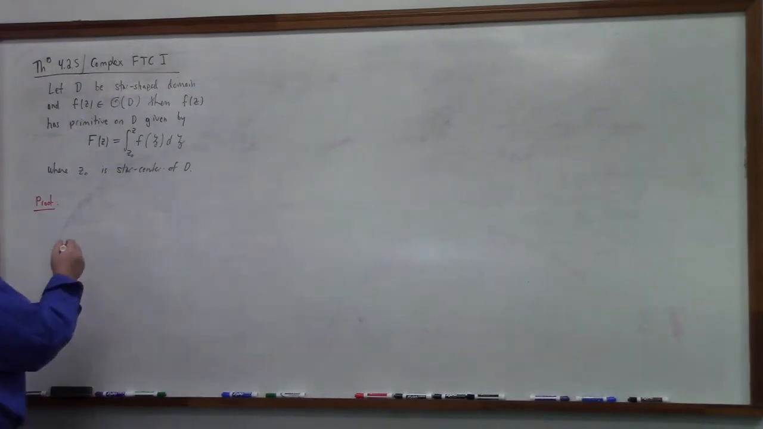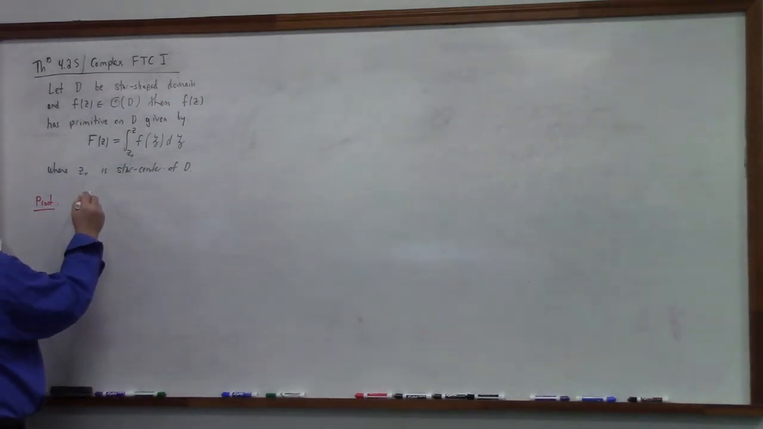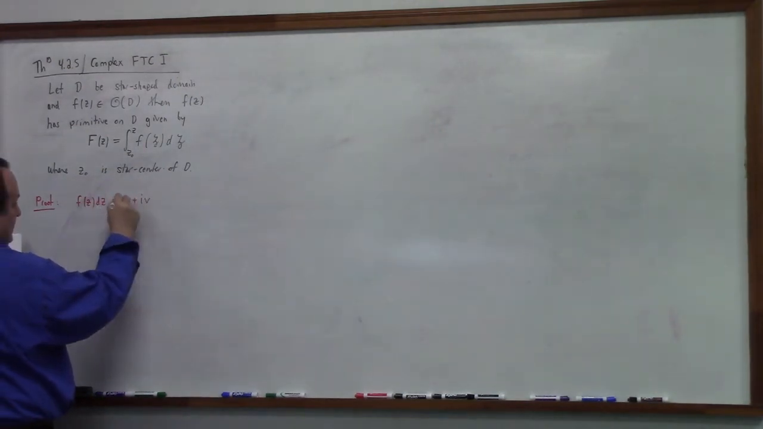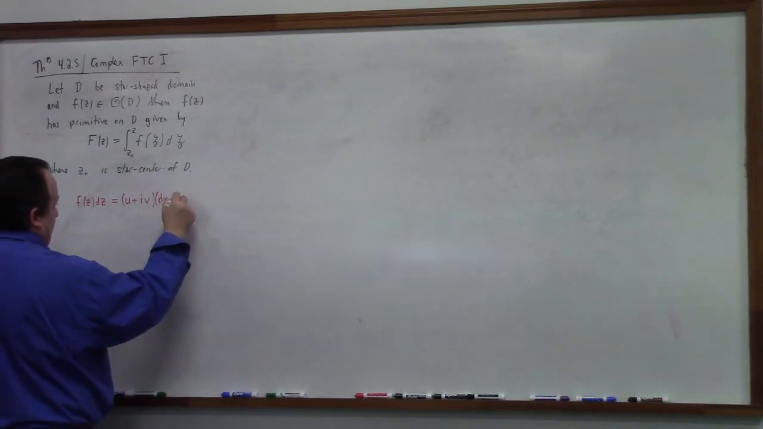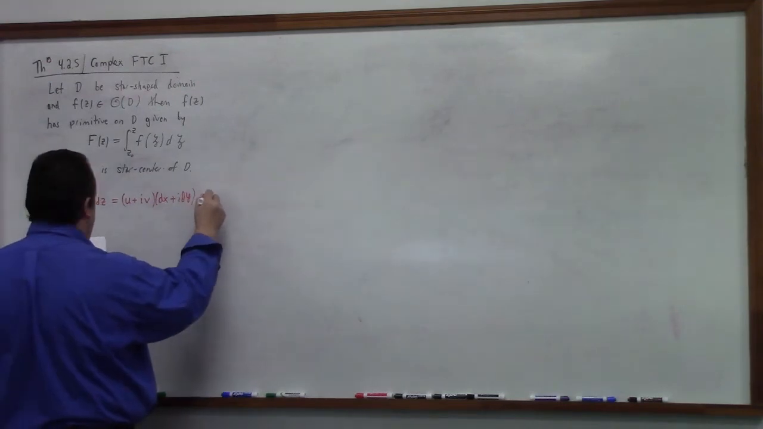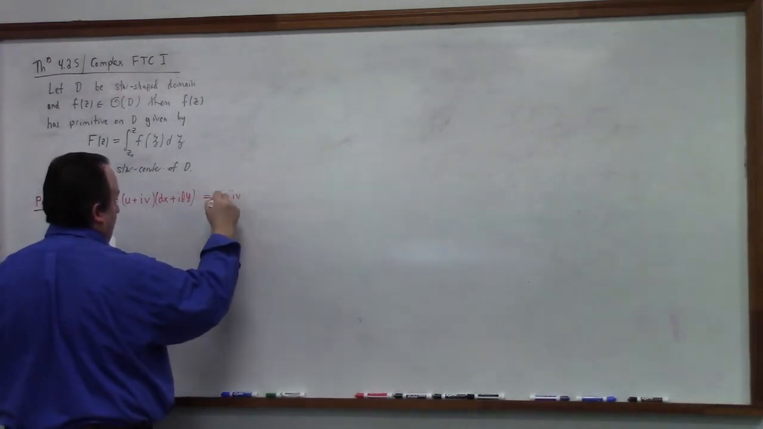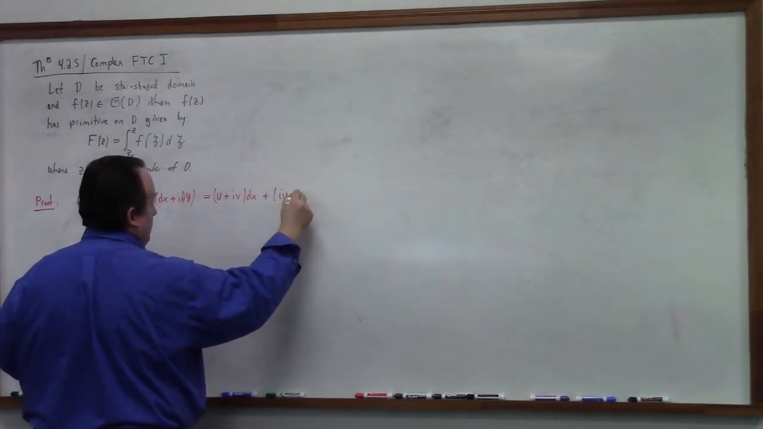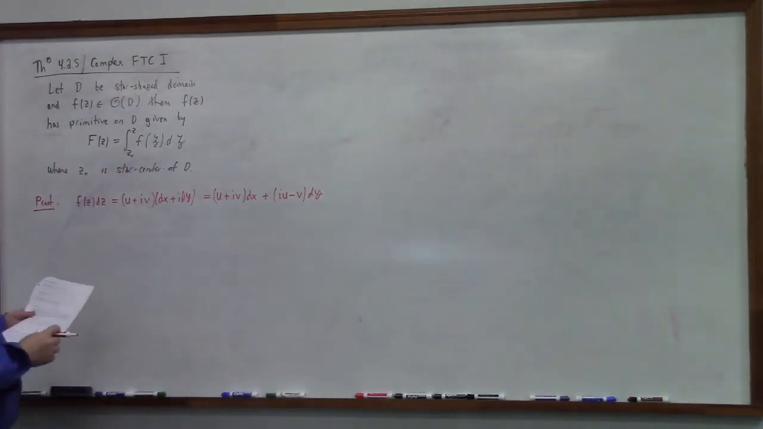Okay, so here it is. f of z dz is u plus iv times dx plus i dy, all right? And of course that is equal to u plus iv dx plus iu minus v dy. So that's the form we're integrating, that's the form we're studying, f of z dz.